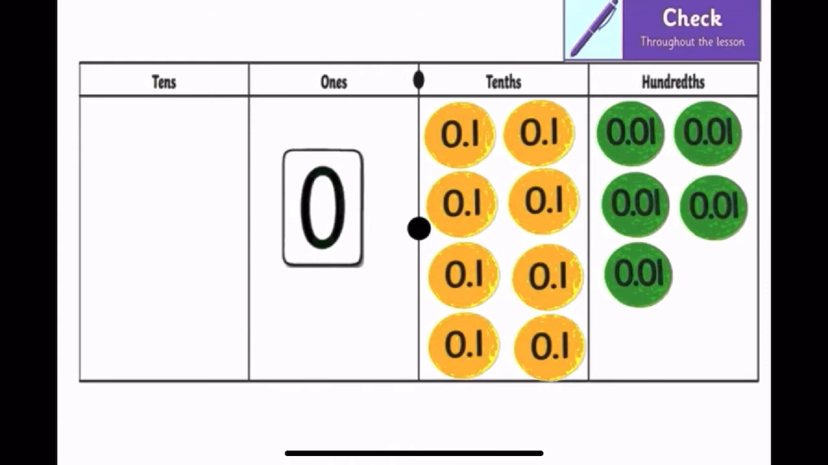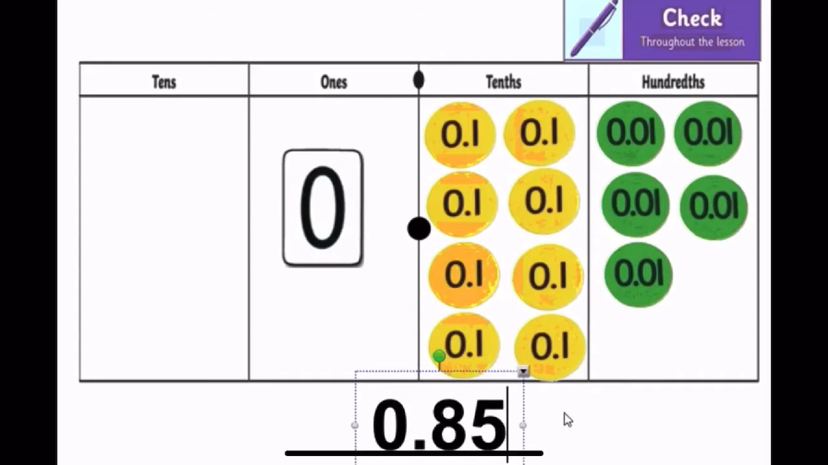Okay, let's have a look at this together then. So here I've put a 0 in my ones column because I don't have any ones. And I can see here I have 8 tenths and 5 hundredths. So to write that, I can write 0, decimal point, an 8 and a 5. 0.85, 85 hundredths. How did you do with that, year 4?